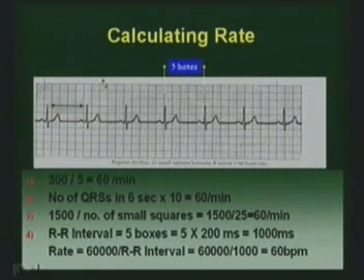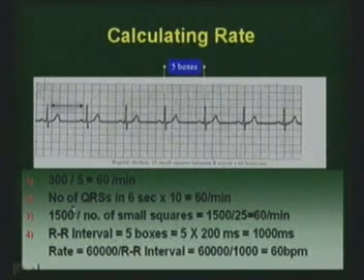If you count the number of QRSs in say 6 seconds, here 1, 2, 3, 4, 5 and 6. Okay, so 6 in 6 seconds, in 60 seconds it will be 60. Okay, so simple. But if you had measured it in 3 seconds, you would have to multiply it by 20. So 1, 2 and 3 here in 3 seconds, multiplied by 20, again it comes to 60.